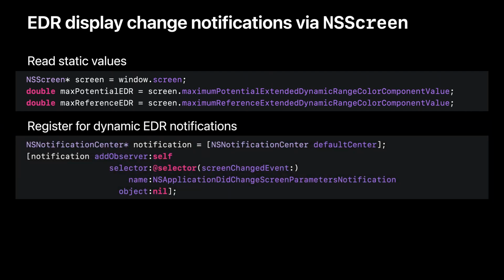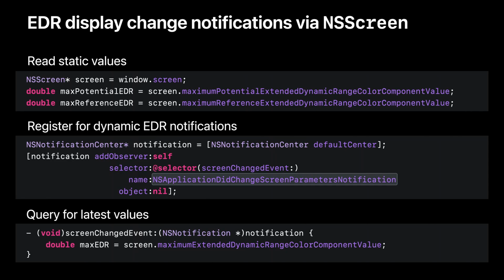The application may keep abreast of dynamic EDR changes by subscribing to the NSWindowDidChangeScreen notification. Then query the current EDR parameters upon receiving the screen changed event, potentially altering what is rendered based on knowledge of the current EDR headroom.